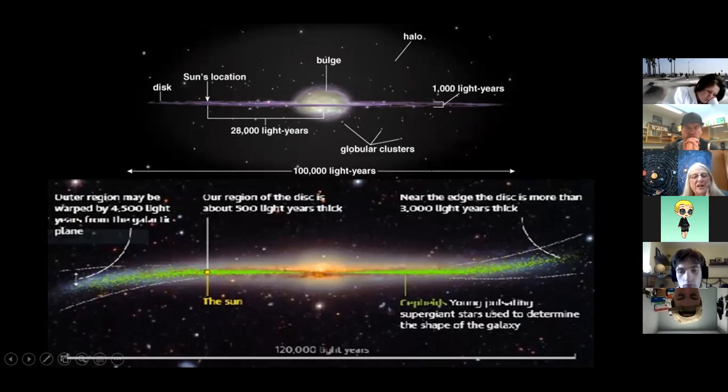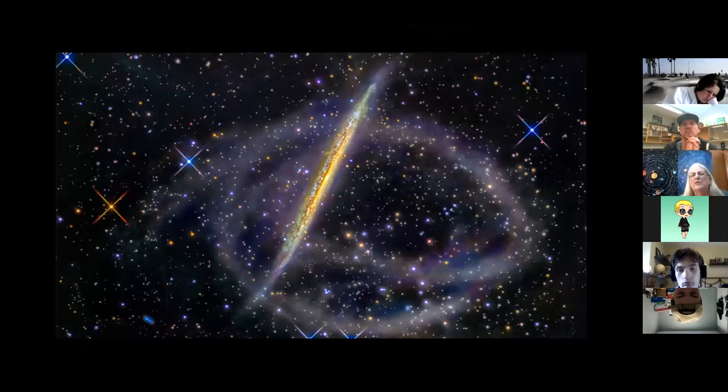The newest study has found a warp in our galaxy. So we have an upward warp here and a downward warp on the sun side. And this is probably due to dwarf galaxies orbiting through and crashing into our Milky Way disk.